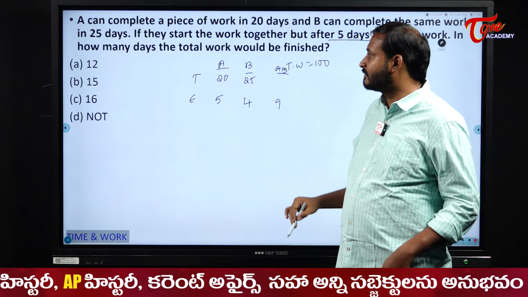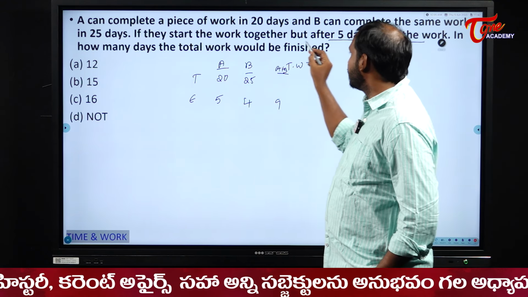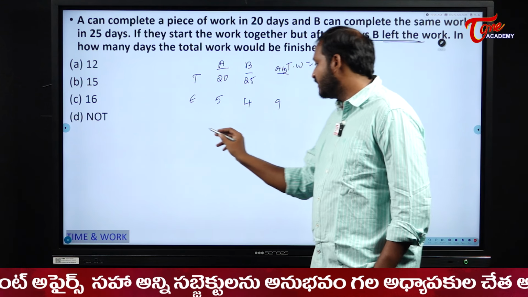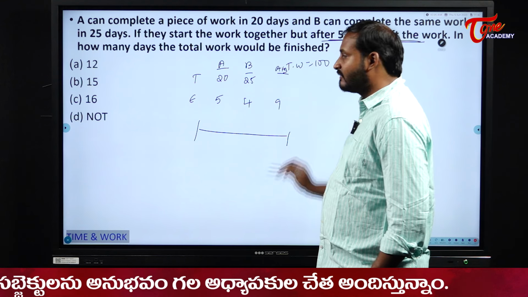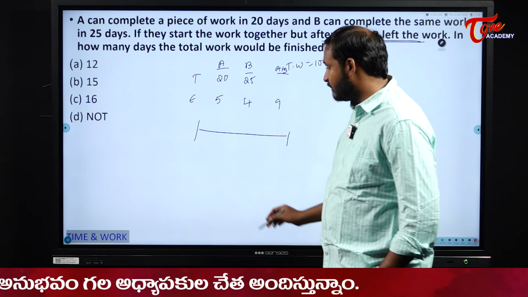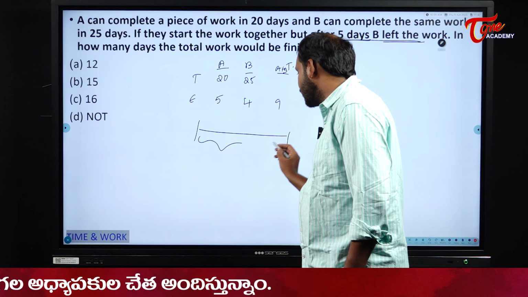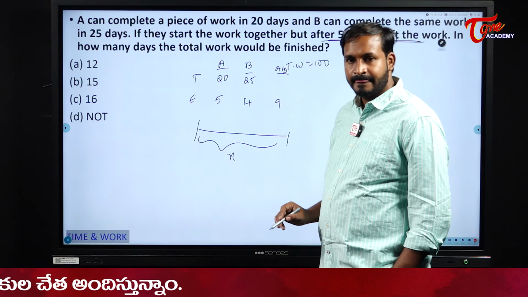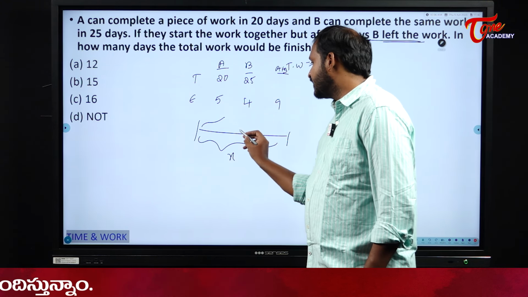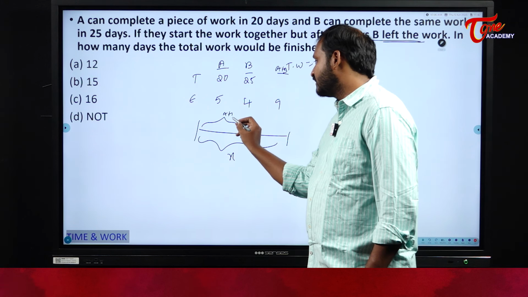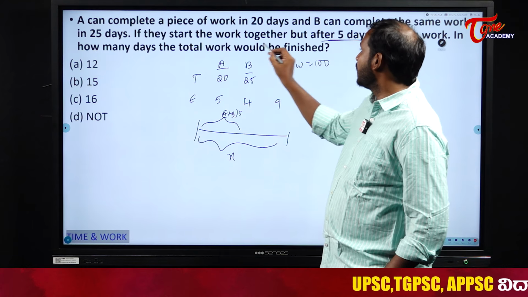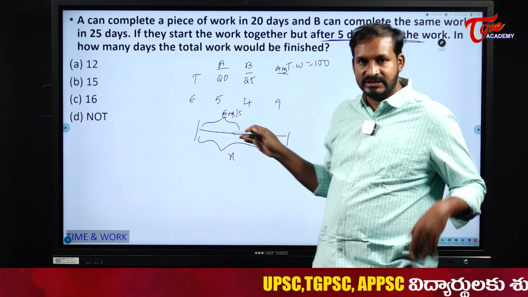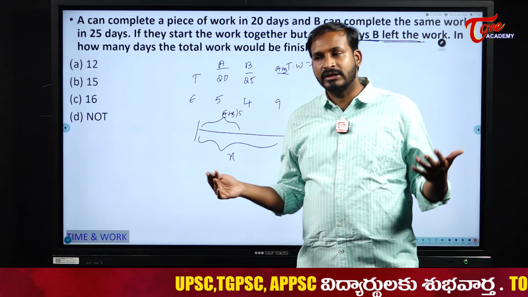Okay, now come to the question. If they start work together, but after 5 days, B left the job. That means, and at last they are asking us in how many days the total work would be finished. Total work, not the remaining work, total work. So I will assume my total days is x days. In that, for the first 5 days who have worked, A and B together worked. For how many days? 5 days. A and B. Why? Because if they start together, but after 5 days, B left. That means till 5 days both A and B worked.